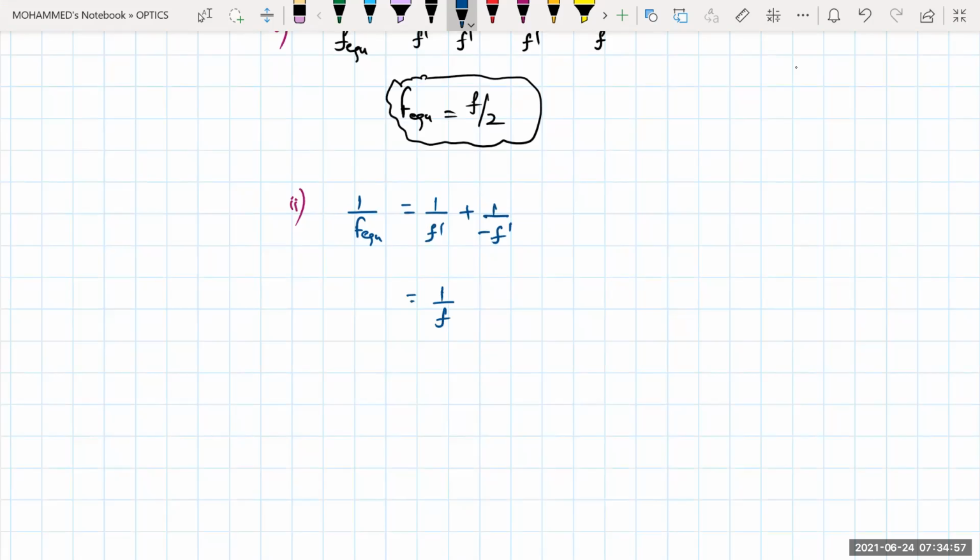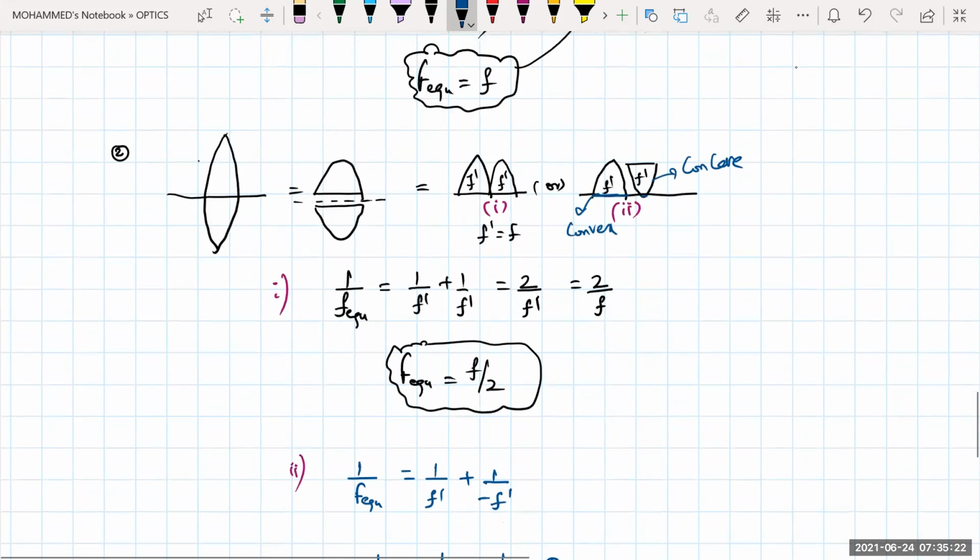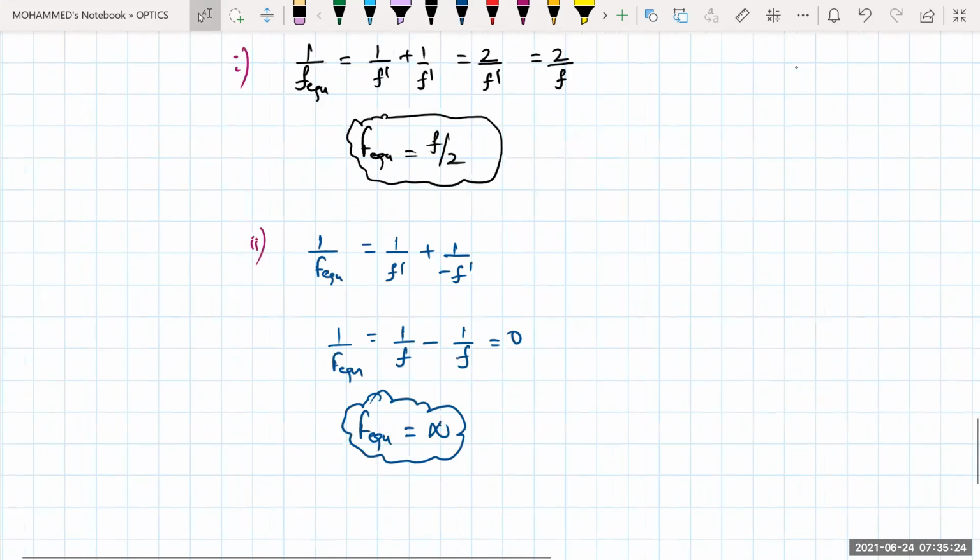This will become 1 by F dash is F. This is minus 1 by F. So this will become 0. That means F equivalent will become how much? Anything divided by 0 will become infinity. Focal length will become infinity. That means the second lens will be behaving as a diverging lens because the central part is very, very thin. Is that clear? Yes, sir.